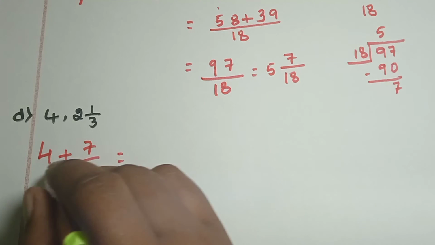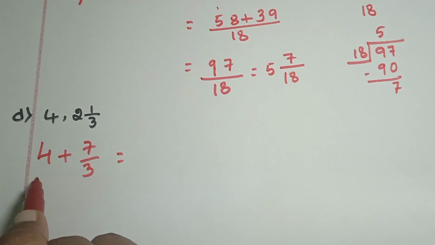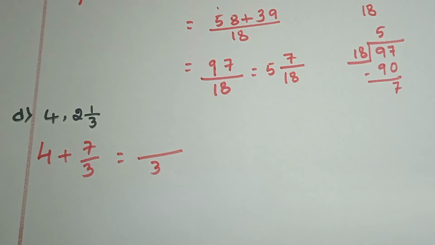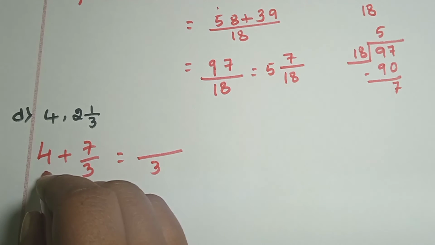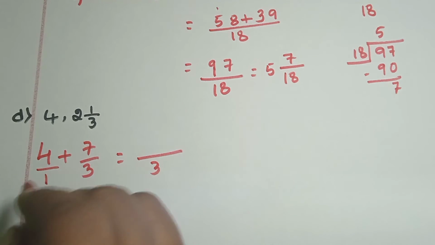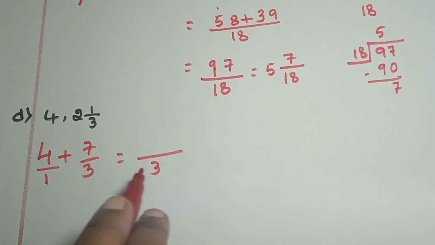Now convert this one. Is it possible to convert, children? No, it is not possible because here the denominator is 1. 4 is nothing but 4 by 1 only. Then what is the LCM? 3 is the LCM. Okay, clear, children? I will write 1 only here. See, 4 is nothing but 4 by 1 only. And 1 and 3, what is the LCM of 1 and 3? 3 only. Then, once again the same procedure.